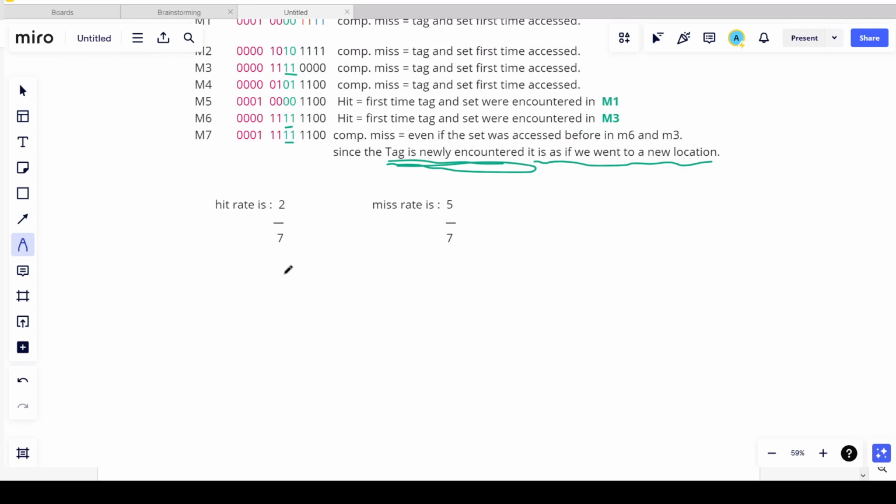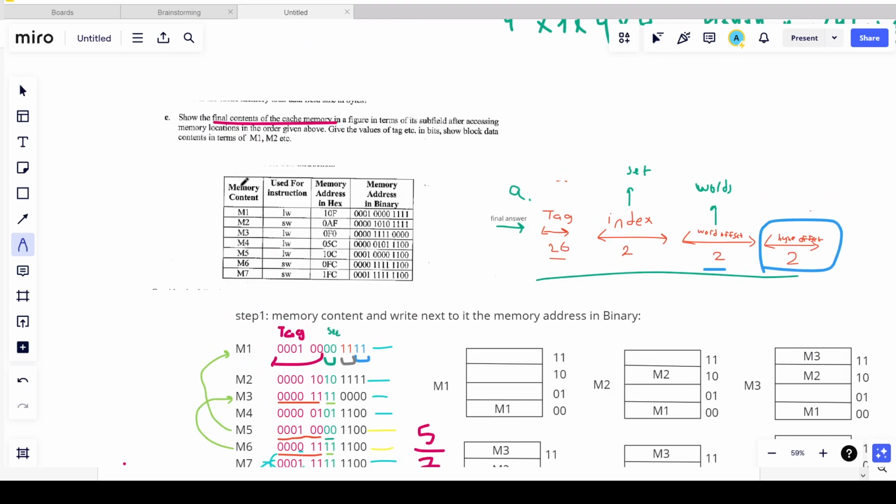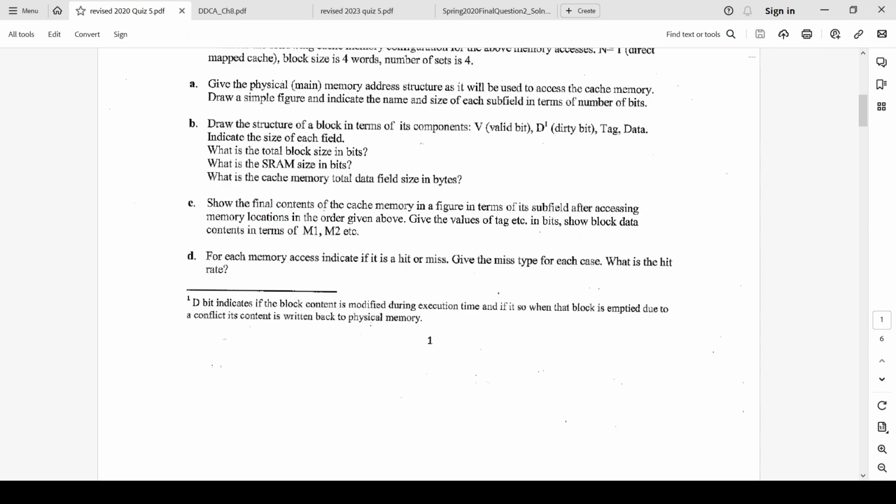And what is the hit rate? Since we got 2 hits, and the total is 7 memory contents, 2 over 7 is the hit rate and 5 over 7 is the miss rate.